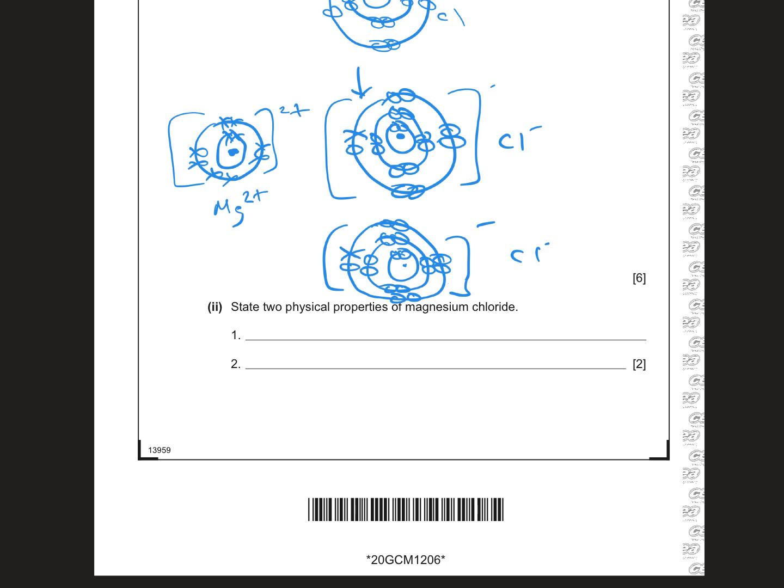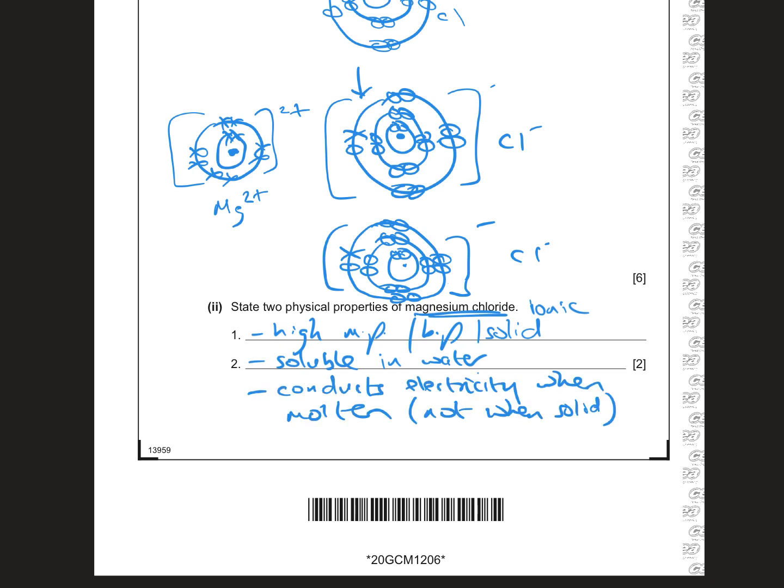On to part 2: two physical properties of magnesium chloride. Well, that is just the same as asking you to give 2 physical properties of an ionic substance. So their properties are typically things like high melting point or high boiling point. Don't say MP and BP, write out the full word, or you can say they're solids. Ionic compounds generally are soluble in water. And you could also say that they conduct electricity when molten or aqueous. Remember, they don't conduct electricity when they're solid.